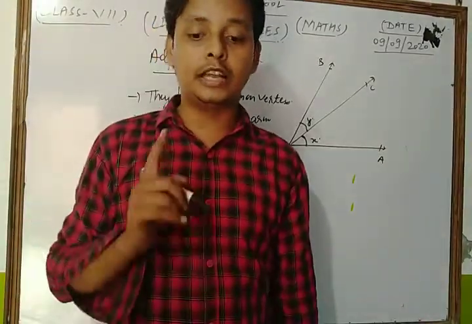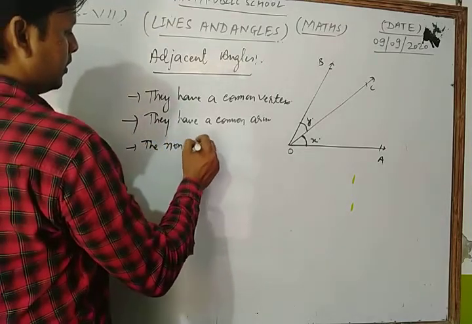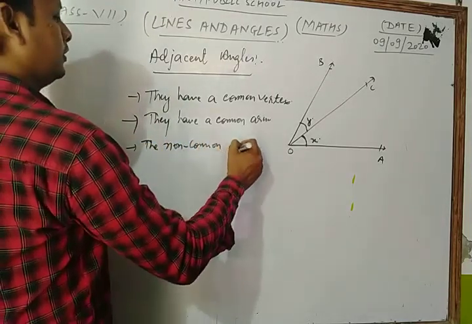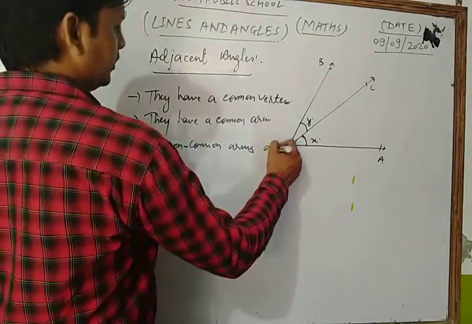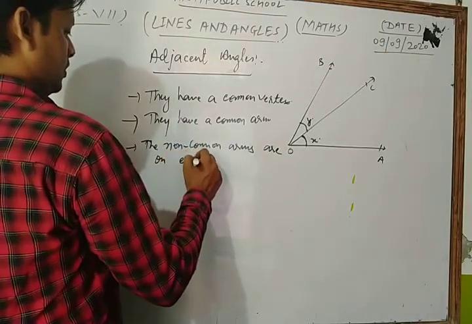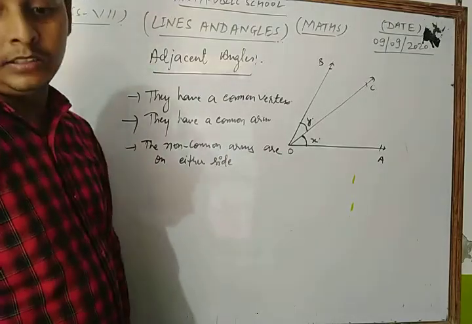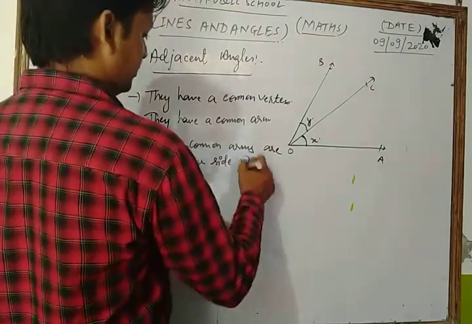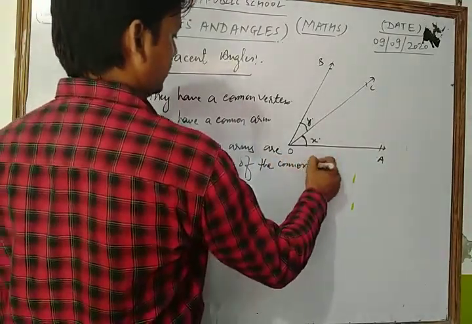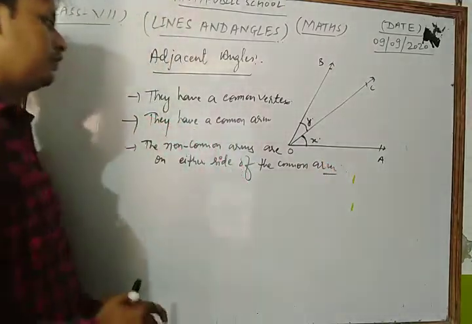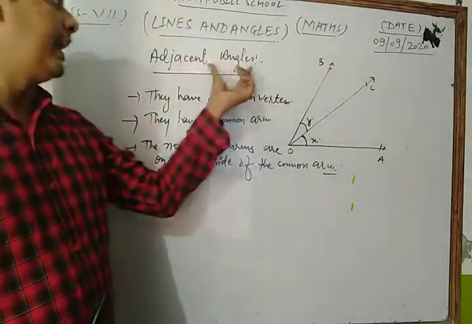And the last condition is, the non-common arms are on either side of the common arm. So dear student, these are the three necessary conditions for adjacent angles.